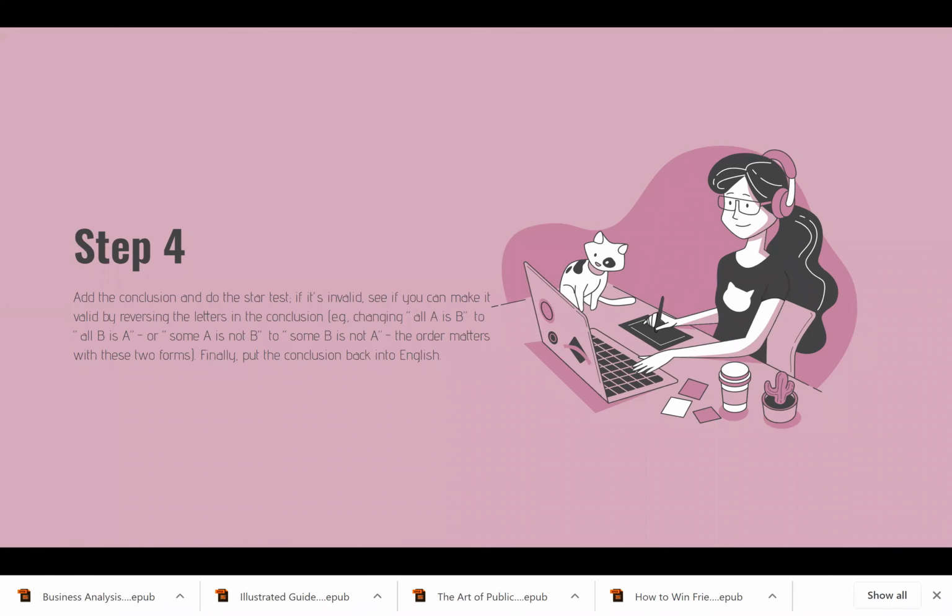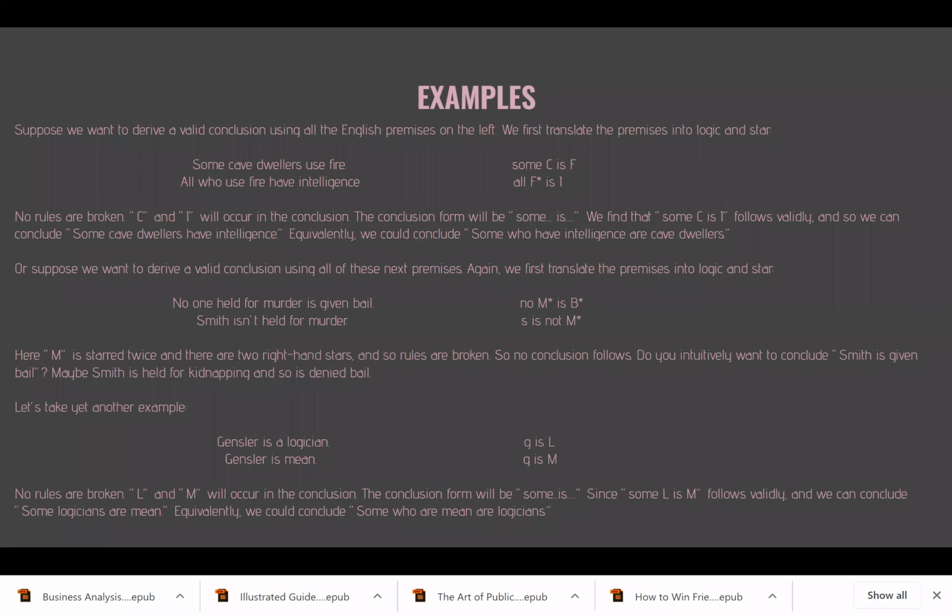Step 4. Add the conclusion and do the STAR test. If it's invalid, see if you can make it valid by reversing the letters in the conclusion, such as changing all big A is big B to all big B is big A, or some big A is not big B to some big B is not big A. The order matters with these two forms. Finally, put the conclusion back into English. So here are some examples.